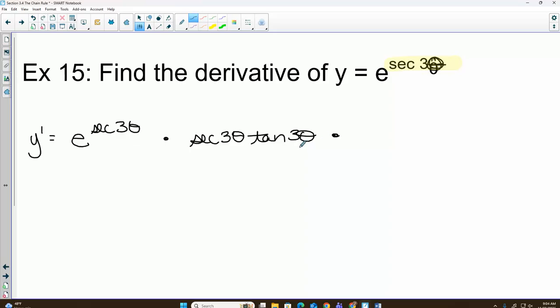Okay, my inside still isn't just a plain theta, so working our way in, what's the derivative of 3 theta? Okay, again, not much I expect you to do. I just would prefer that coefficients get pulled to the front. So 3e secant 3 theta times secant 3 theta tangent 3 theta.